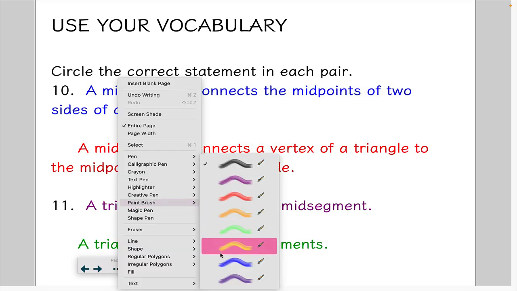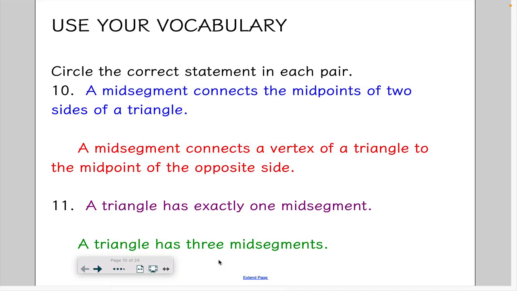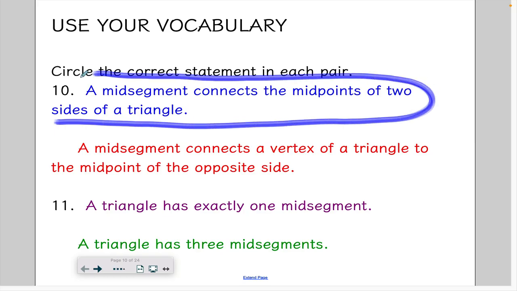All right, so circle the correct statement in each one. They start with a mid-segment. This one says it connects the midpoints of two sides of a triangle. This says it connects a vertex to the midpoint of the opposite side. That's actually something different. Shouldn't it be this one? Yes, okay, good. So mid-segment right here. This is actually still a thing, just not a thing today. And then finally, a triangle has exactly one mid-segment. Gosh, I hope not. I just drew a bunch. That would be weird. Isn't it 3?